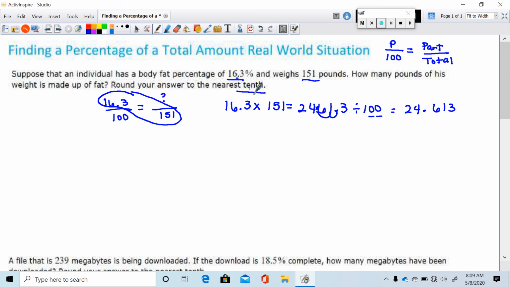Well, the tenth place has one zero. So that means you want to decide what to do with the one number after the decimal point. To decide that, you look at the number next to it. If that number is 5 or larger, this guy goes up. It's either going to stay or go up. But 1 is not greater than 5, so we're just going to leave it alone. So 24.6 pounds. So 24.6 pounds is made up of fat.